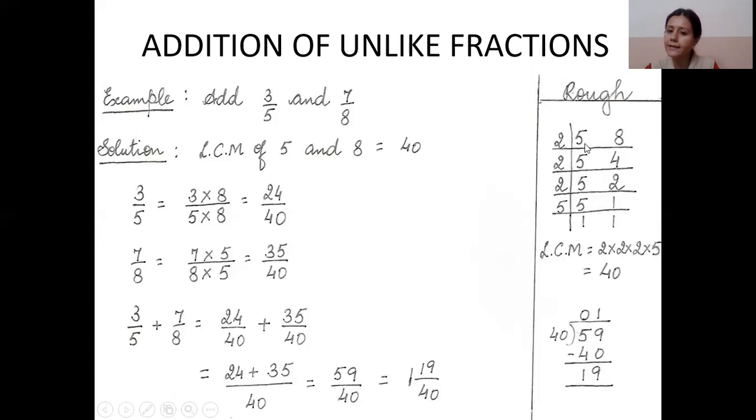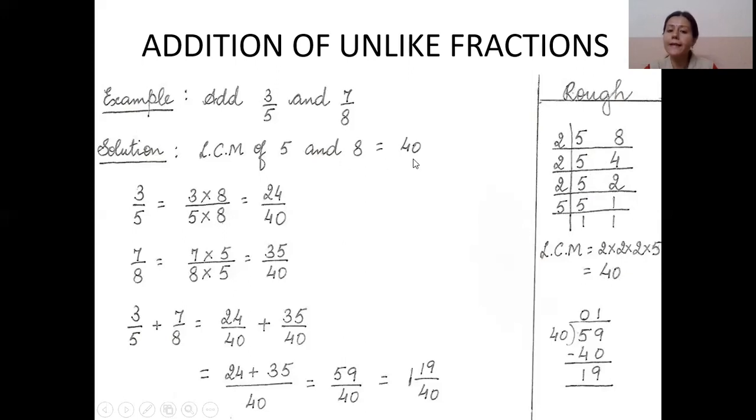2 fours are 8. So, copy down 5 as it is. Again, 2 twos are 4. So, copy down 5 as it is. 2 ones are 2. Copy down 5 as it is. Now, 5 ones are 5. So, what will be your LCM, children? 2 into 2 into 2 into 5. 2 twos are 4. 4 twos are 8. And 8 fives are 40, children. So, your LCM is 40.